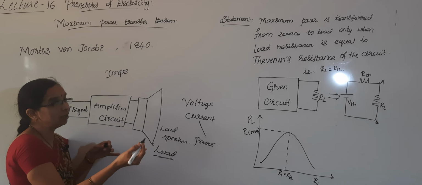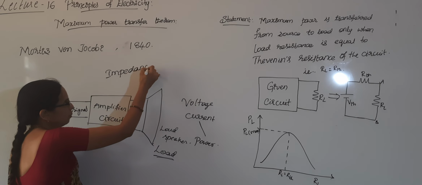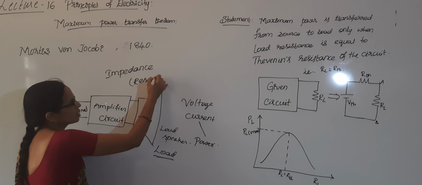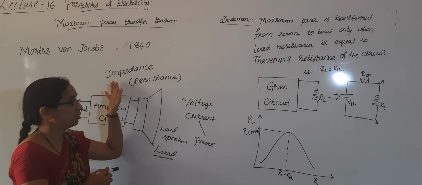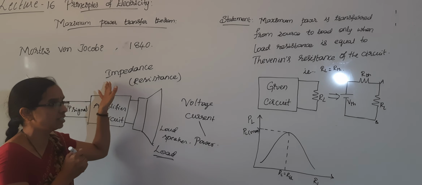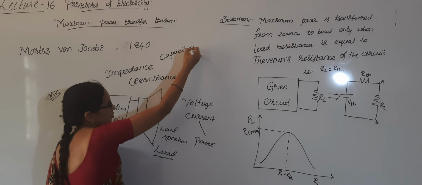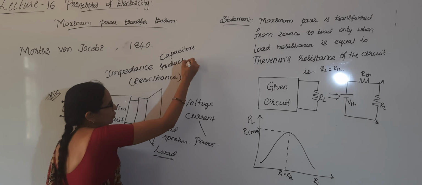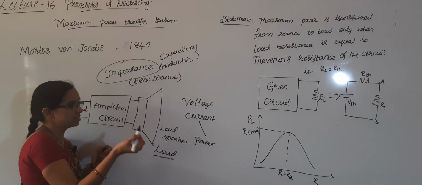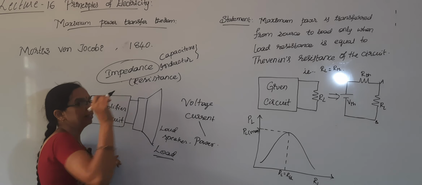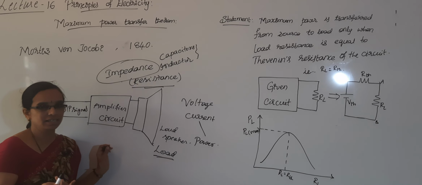the opposition offered to the flow of current, that is called impedance. Impedance is nothing but, you can just assume that as a resistance as of now, because you are not familiar with AC signals. When you are dealing with AC signals and also capacitors and inductors, that you are going to study in further classes, that time you will come to know what impedance exactly is. But here they are using the term impedance. Just assume that as a resistance.